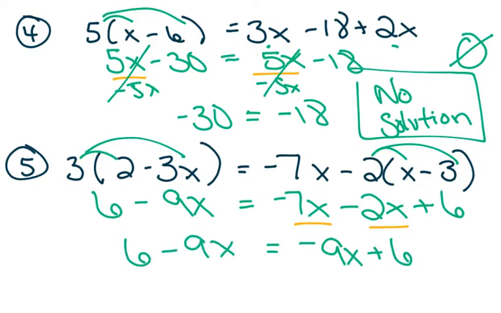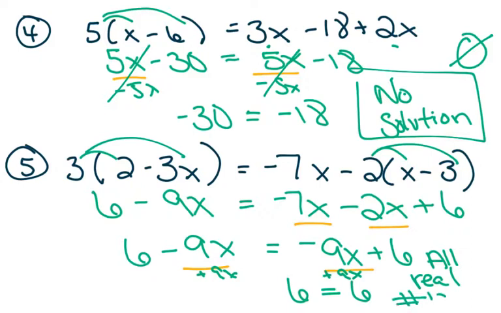So again, just like on the last question, we have the same amount of x's on both sides. So if I tried to move those so that all the x's or all the variables were on one side, you'd notice that they just go away and you'd have 6 equals 6. Now this time that is a true answer. 6 is 6. So instead of writing no solution, we say all real numbers.